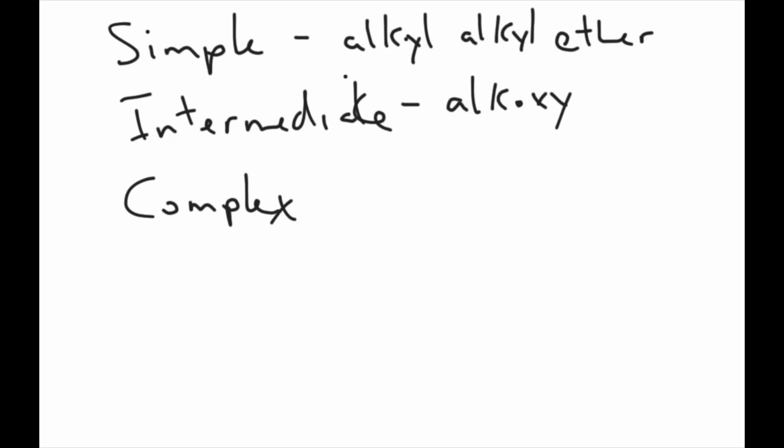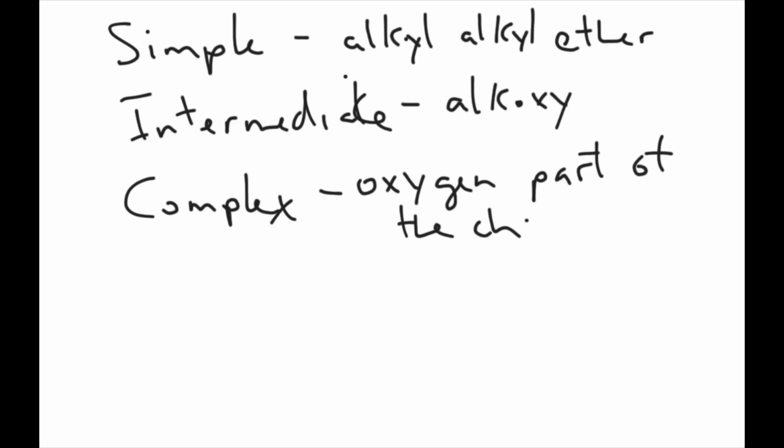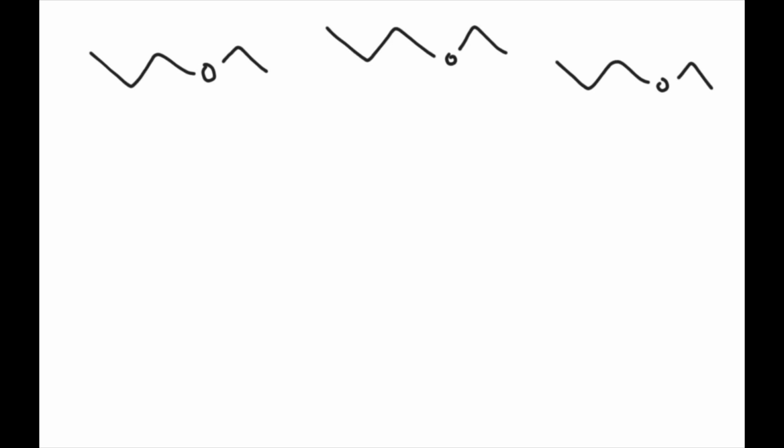And finally, the complex one is we're actually going to include oxygen as part of the chain and name it as if oxygen were a carbon, and then indicate where the oxygen is. So oxygen is part of the chain, and then we indicate where the oxygen is. So let's try it with a molecule, and we'll use the same molecule and go through all three examples. So in all three molecules we have an ethyl on one side and a propyl on the other side.